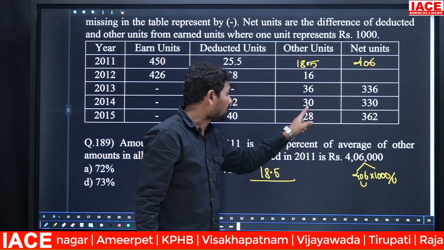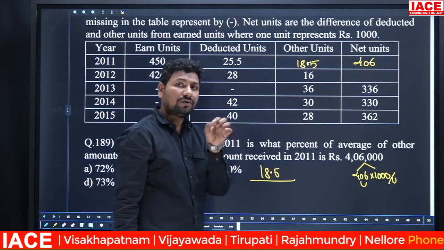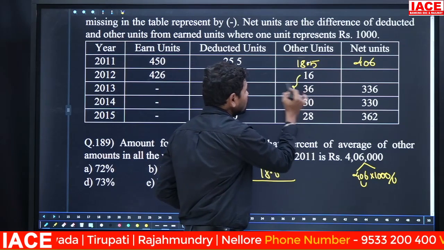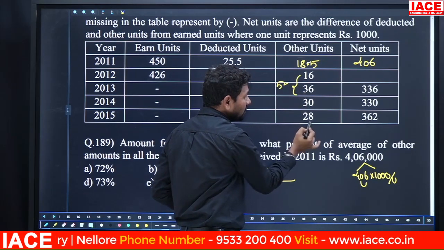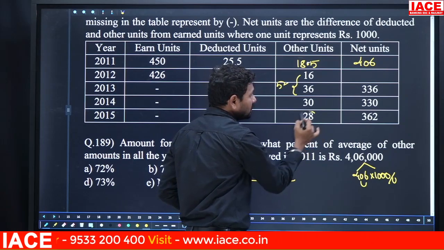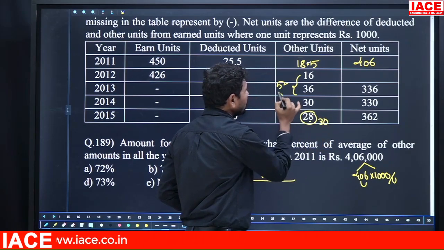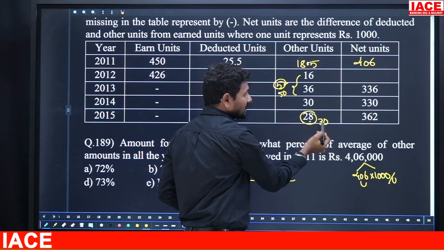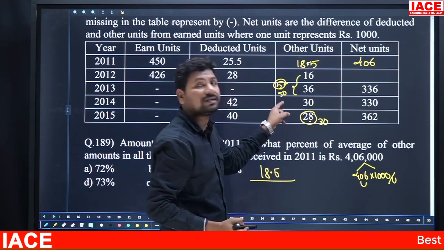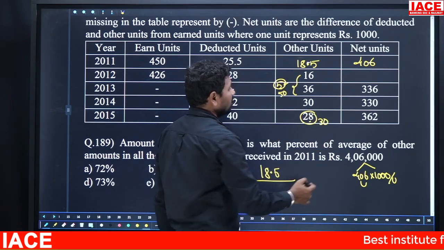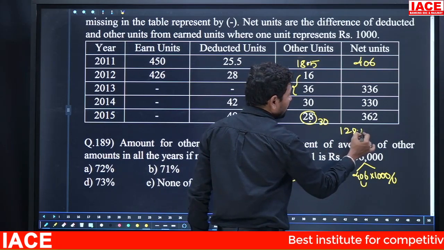52 plus 28. In this 52 is there. This 2 will be added here. It becomes what value? 30. Now it becomes 50. Okay. 30 plus 30 is 60. 60 plus 50 is equal to 110. 110 plus 18.5 becomes 128.5.